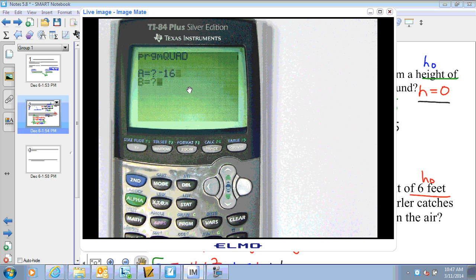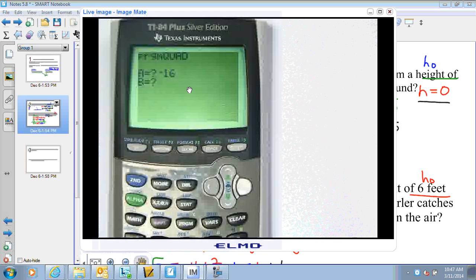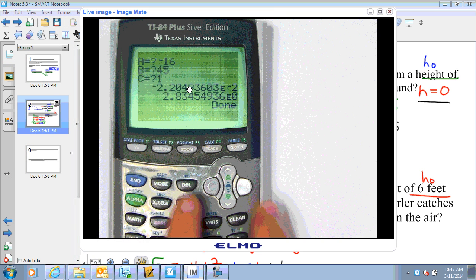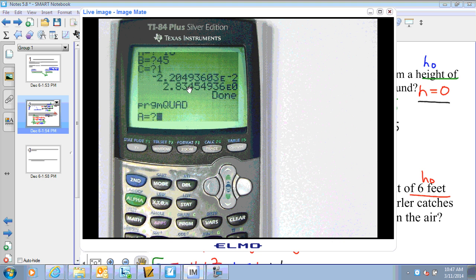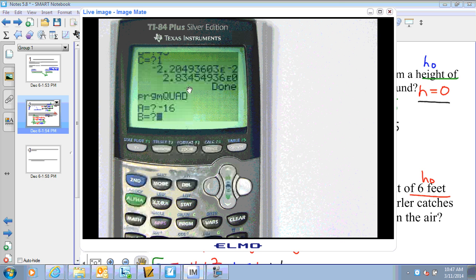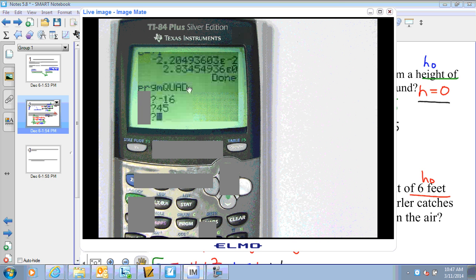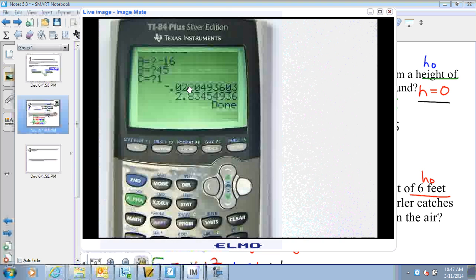Negative 16. What was our velocity? 45 for this one? And we want a height of 1 foot. I put it in scientific notation form, and poor Mr. Campbell is going to say he can't do the problems because I had him in the wrong form. All right, negative 0.02, 2.8. I can't use the negative, so I have 2.8 seconds.